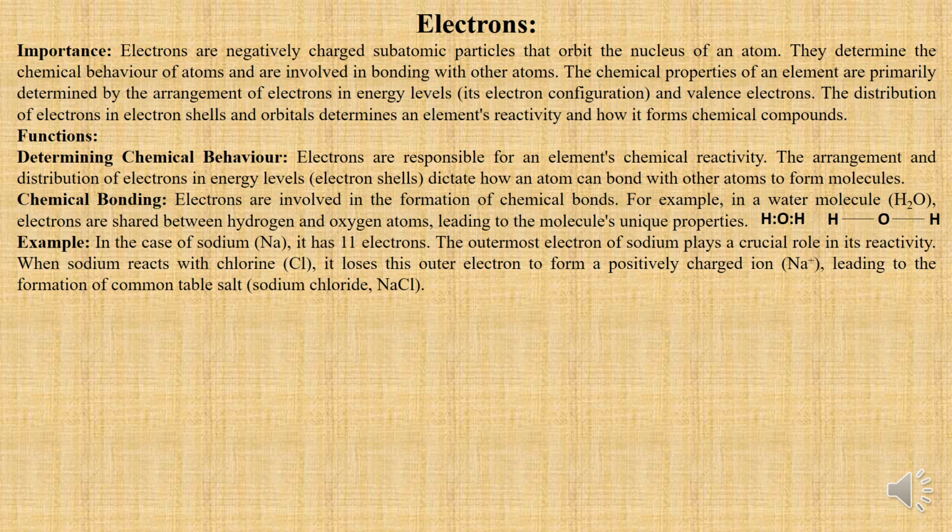Now, for example, in case of sodium, it has 11 electrons. The outermost electron of sodium plays an important role in its reactivity. So when sodium reacts with chlorine, it loses this outer electron to form a positively charged ion, that is sodium ion, leading to the formation of common table salt, that is sodium chloride.